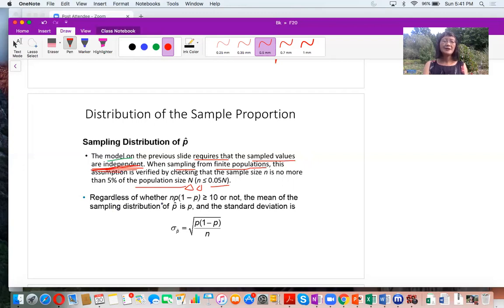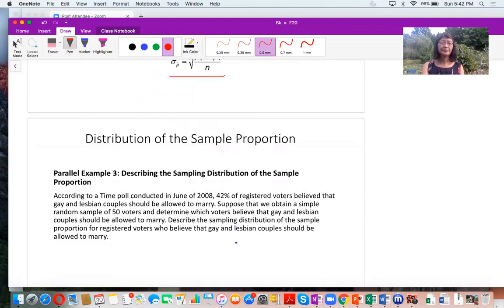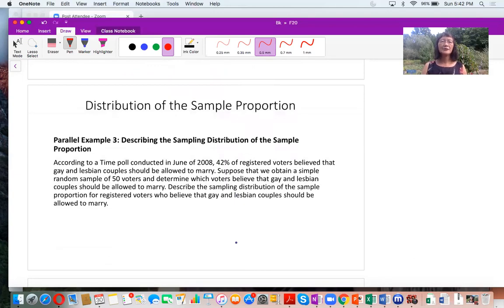Regardless of whether n times p times 1 minus p is greater than or equal to 10 or not, the mean of the sampling distribution of p hat is p. The standard deviation is this formula. All right, so let's look at an example describing the sampling distribution of the sample proportion.